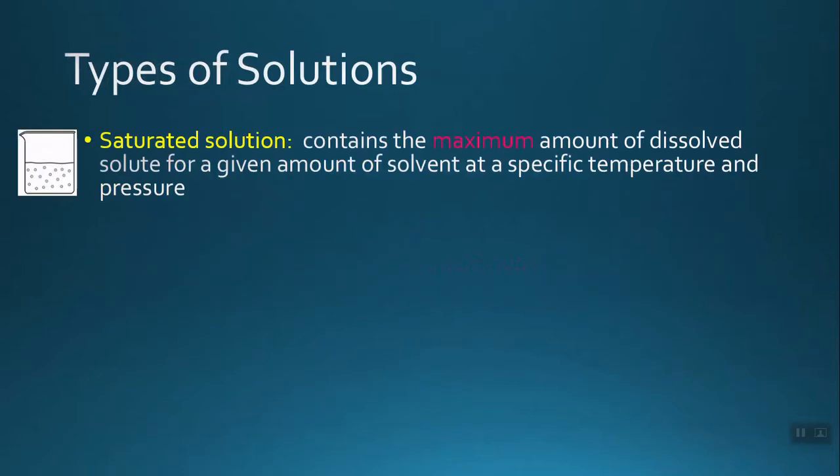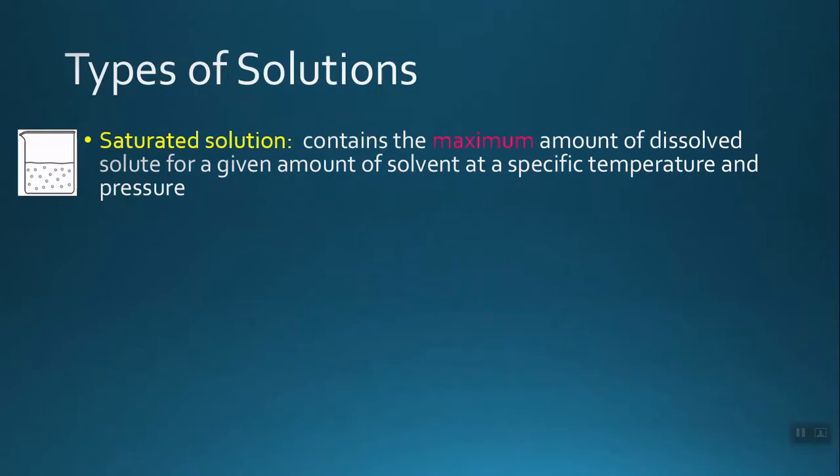There are three types of solutions: saturated solution, unsaturated solution, and supersaturated solution. A saturated solution contains the maximum amount of dissolved solute for a given amount of solvent at a specific temperature and pressure. So I like to use the example of Kool-Aid, right? You have your Kool-Aid powder and you dissolve it into water. Now, everyone has their own definitions of the perfect Kool-Aid. Some like it a little bit sweeter, some a little bit less sweet. But whatever that perfect Kool-Aid is for you, that is the saturated solution, right?